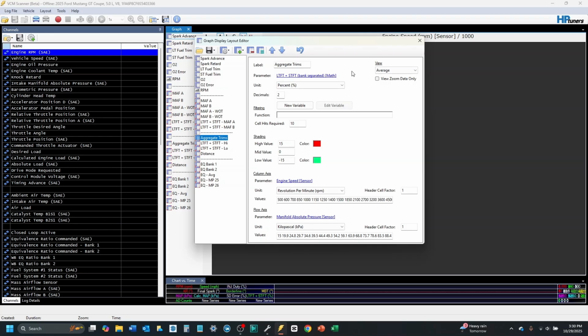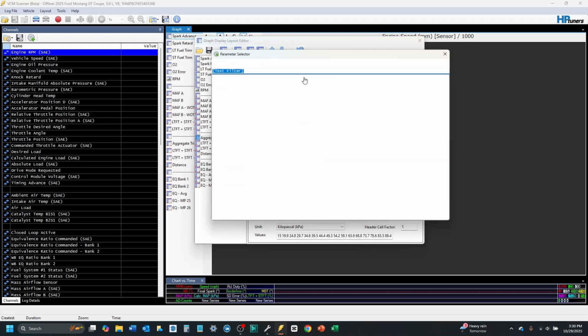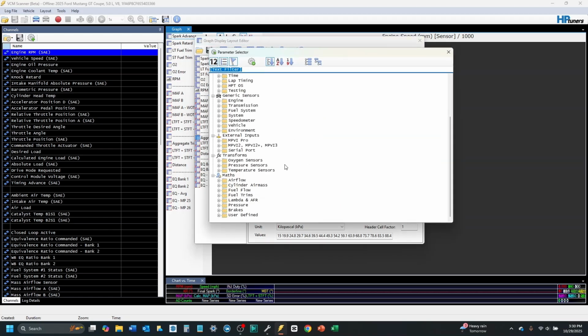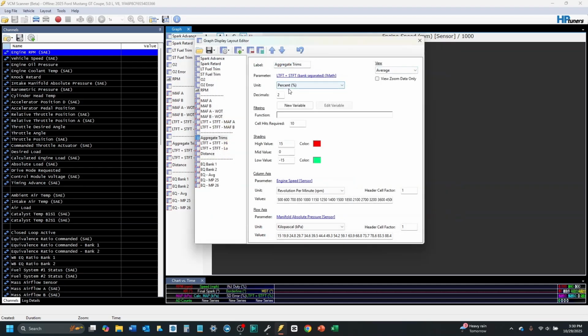Okay, so we're still going to be looking at, as a parameter, the LTFT trims, like we were for mass airflow. And we are going to use bank separated, the aggregated value. So that's how I got that. I opened it, went to maths, the fuel trims, selected bank separated. I'm still going to have 2 decimals. And I'm not going to filter on it right now.